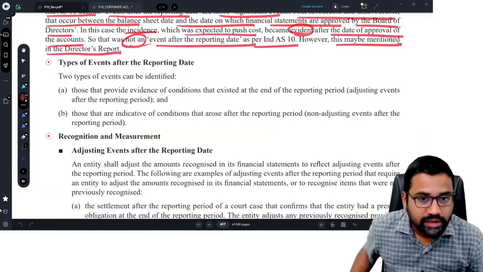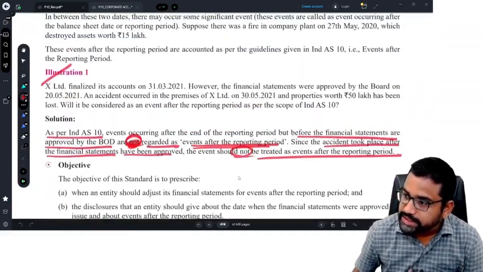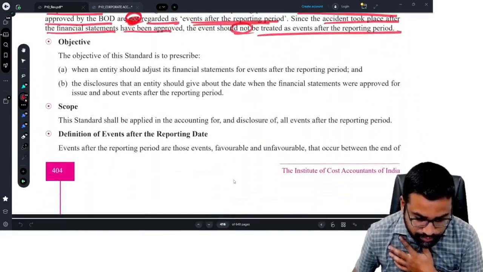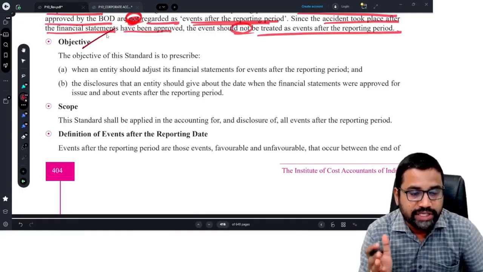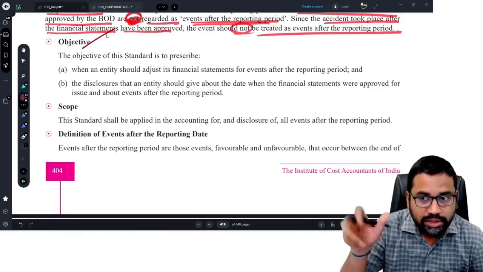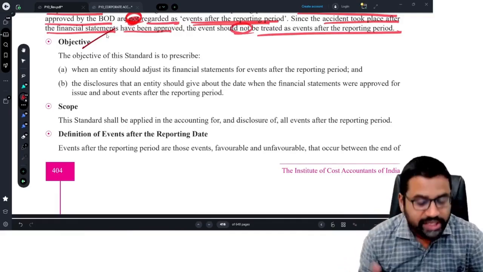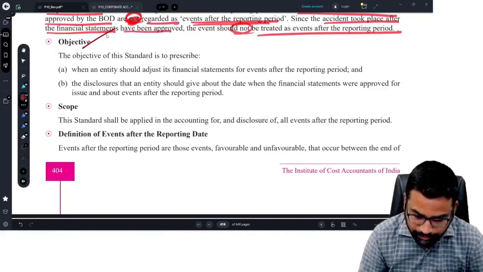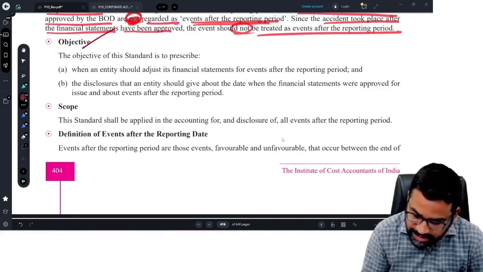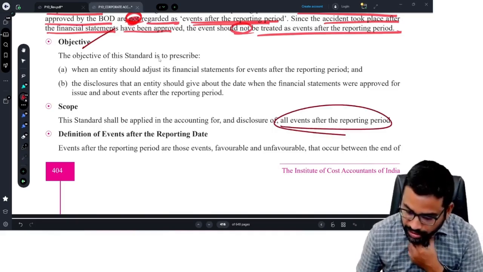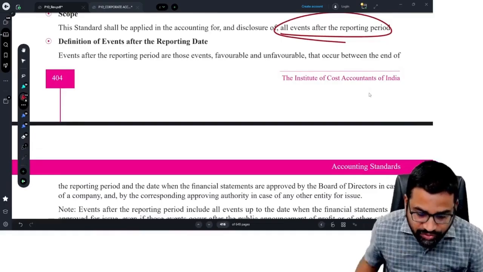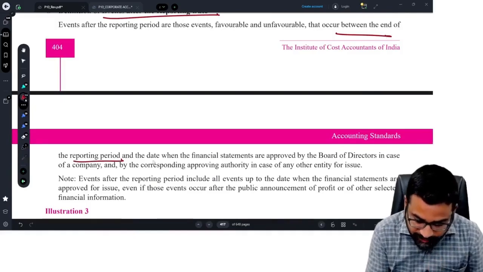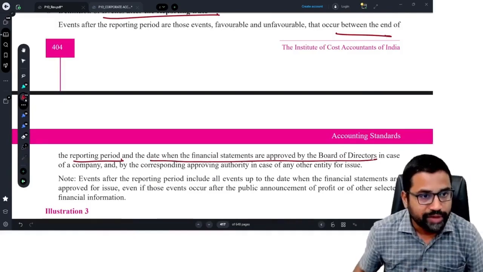Now see the institute material relating to Ind AS 10, events after the reporting period. So the objective I told you. Whatever events happened between the balance sheet date and the approval date, how to deal with those events, whether the effect will be considered in the financial statements or not, that will be the main objective of this standard. Okay. And the scope: it is applicable for the events which happened after the reporting period. And what is the definition of events after the reporting date? Any event which occurred between the reporting period, that is 31st March, and the date when the financial statements are approved by the board of directors.